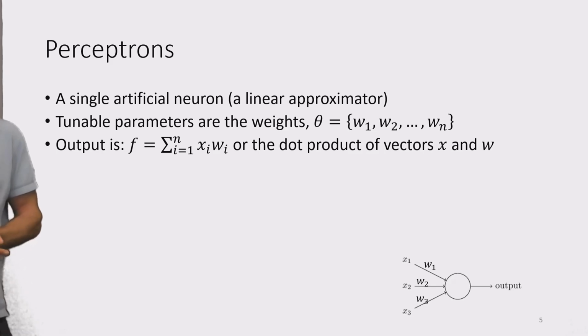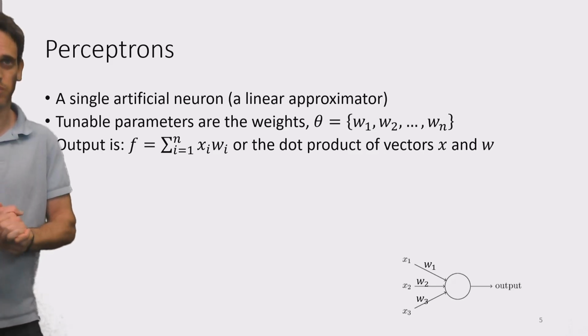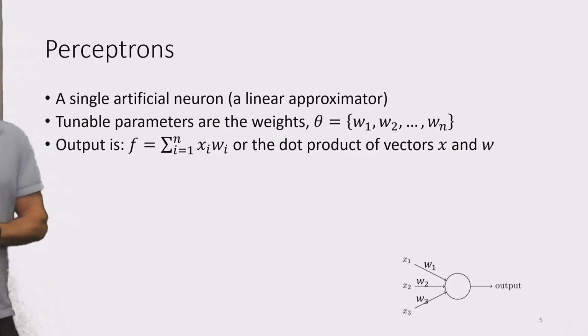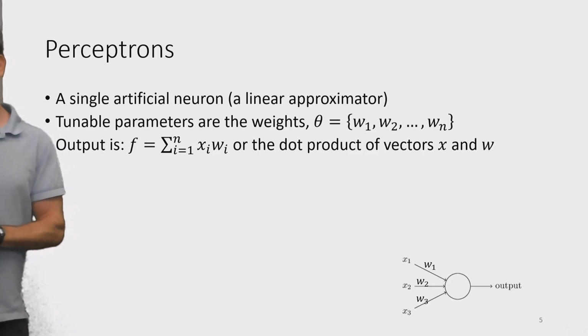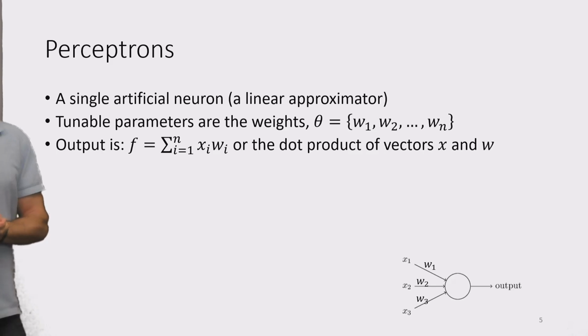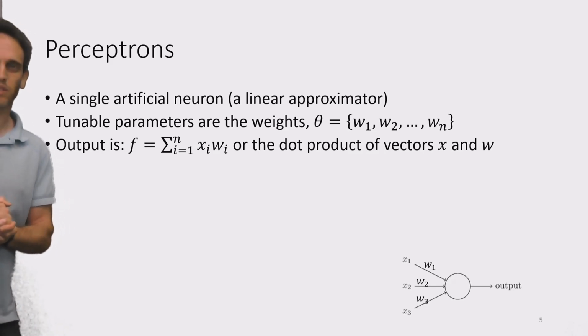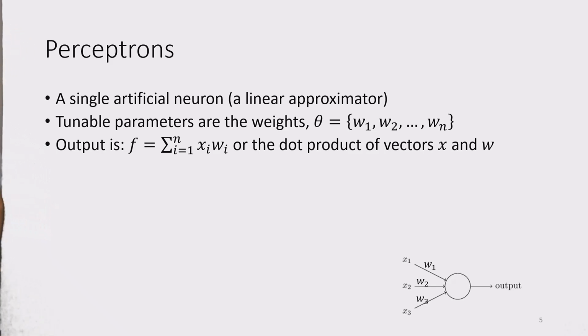It is actually, at the end of the day, just a linear approximator. We'll see how we can make it non-linear in a second. The tunable parameters for a single perceptron are the weights, right? It's a linear approximator, so it only has a weight vector. And the output is the dot product between the input vector, call it x in the general case, and the w vector.